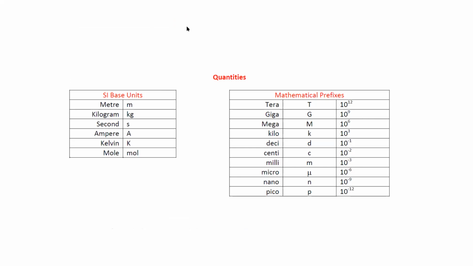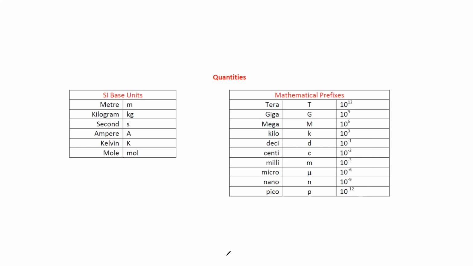Then the prefixes which we normally use: if it is 10 power 12, it is tera, 10 power 9 giga, 10 power 6 mega, 10 power 3 kilo, minus 1 deci, minus 2 centi, minus 3 milli, minus 6 micro, minus 9 nano, and minus 12 pico.